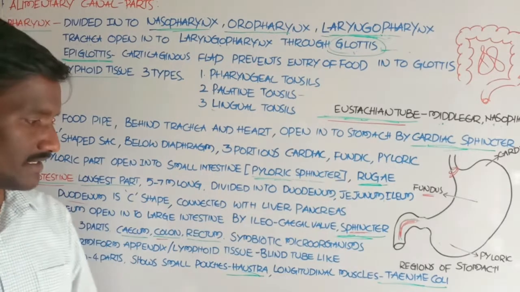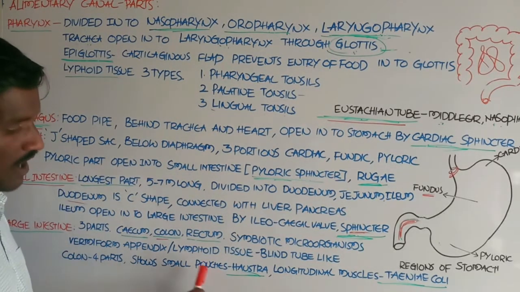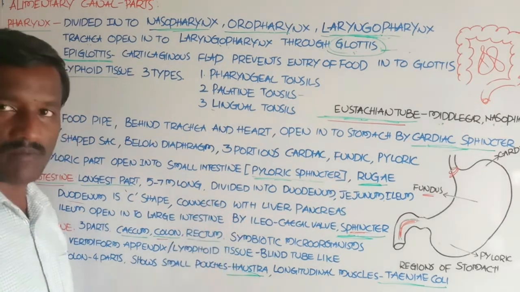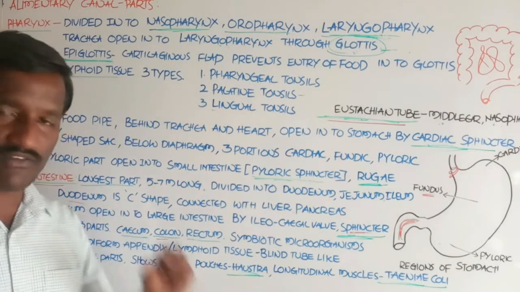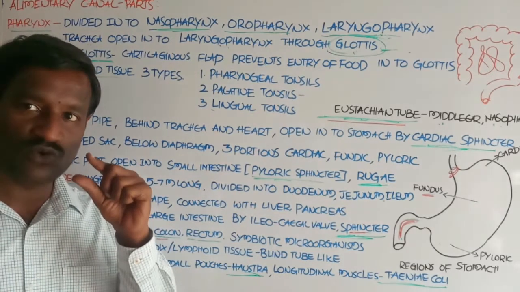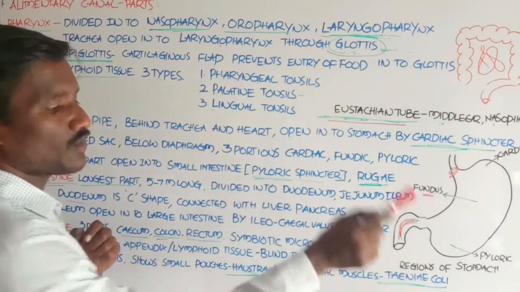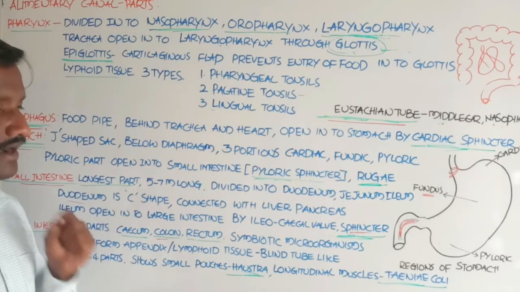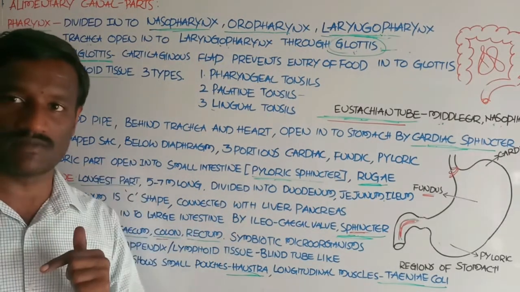Okay, students, and the large intestine shows small pouch-like arrangements on the inner surface called haustra, and it also has longitudinal smooth muscle structures. These are called taenia coli. And finally the rectum opens into the anus.